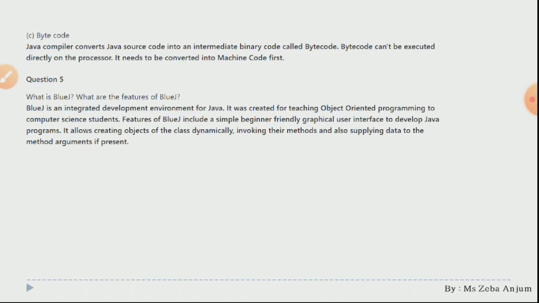See, my dear students, regarding this BlueJ and the features of BlueJ, you are also having these points within this chapter. So either you write it down from the chapter or you write it down from over here. Both are the same and both are right.